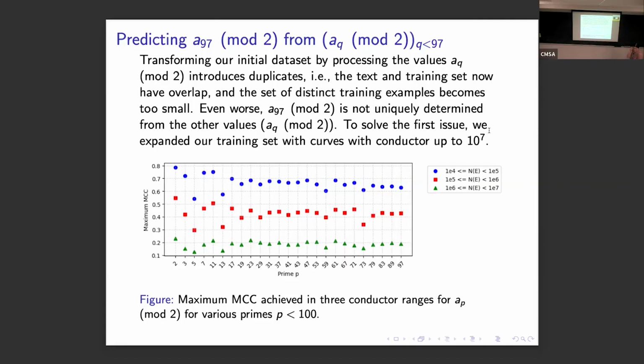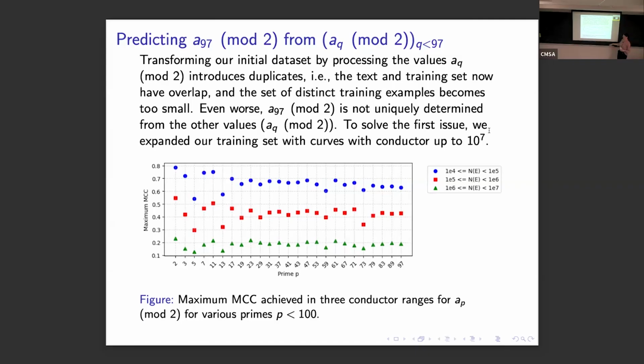Just a quick question about this graph. Are all of these trained up to 10 to the 7? And you have these 3 ranges. Are those different tests or are those different trainings? Okay. It's one experiment. So we fed, I think it ended up about 5 million elliptic curves with conductor up to 10 to the 7 once we took the reduction mod 2. But in the test set, we divided up into like 3 different parts for different conductors. So it's one experiment. This just tells you the performance for each conductor range.